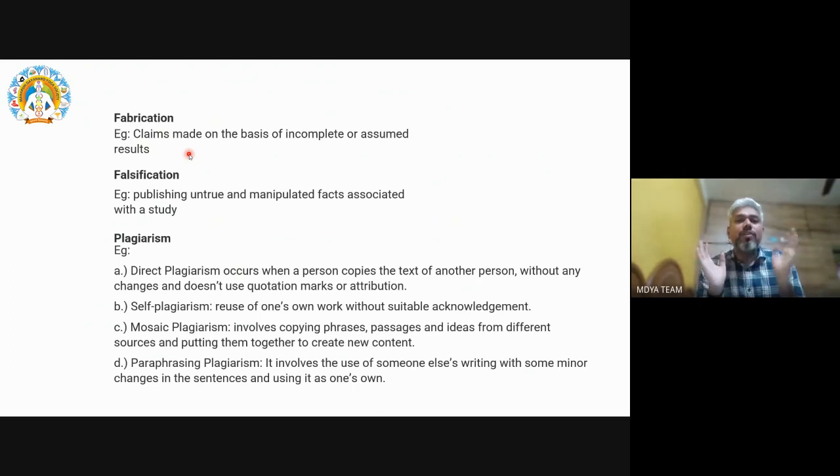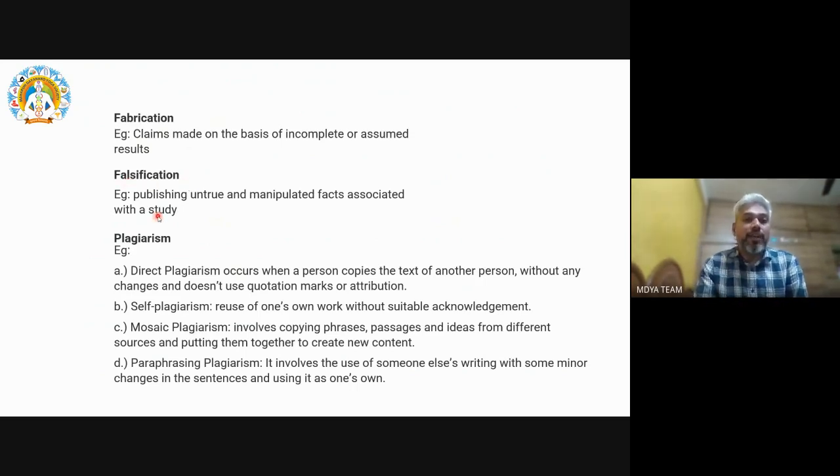You are making some assumptions and presenting them as if you have completed your research and these are your results. This type of thing comes under fabrication. This question may come in the examination. They can ask you about claims made on the basis of incomplete or assumed results. They will give you four options: falsification, plagiarism, fabrication. So these questions may be framed from this topic, right?